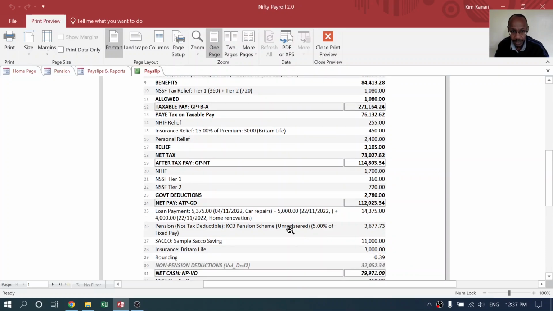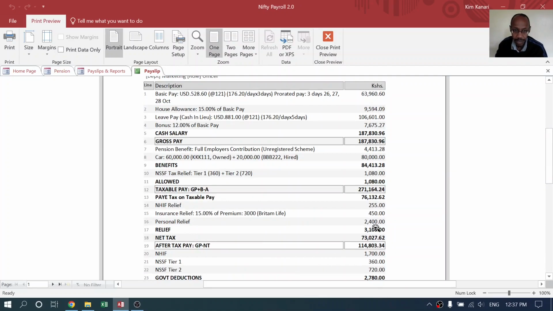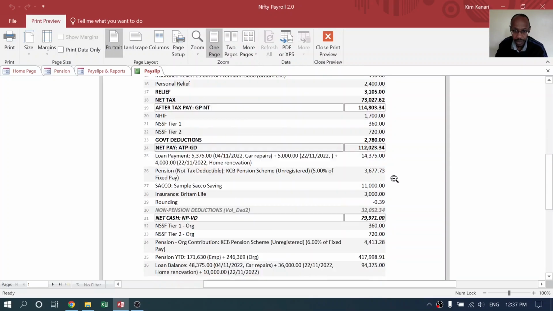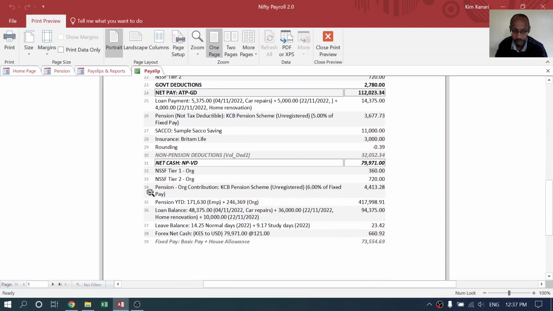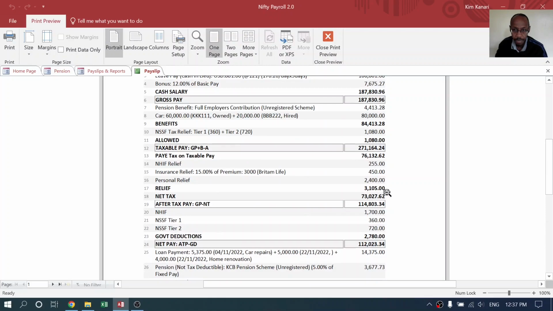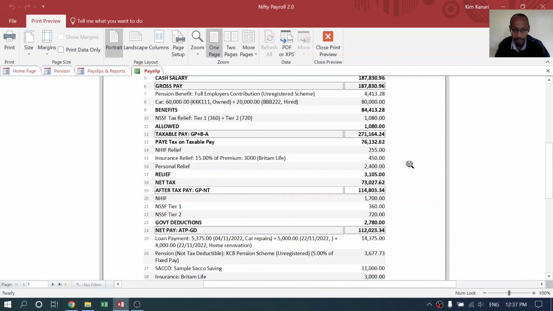It's unregistered, and we indicated that the employer's contribution should be posted as a benefit to the employee. So the employer's contribution is showing down here in number 34, 4413.28, and that goes in as a pension benefit in the benefits section under number 7. And you can see it's added to total benefits. So it increases the taxable pay. And there is no allowed portion. So we go to the next one.